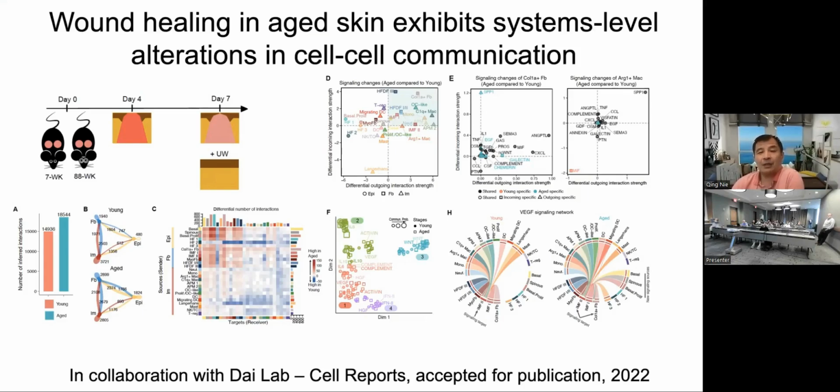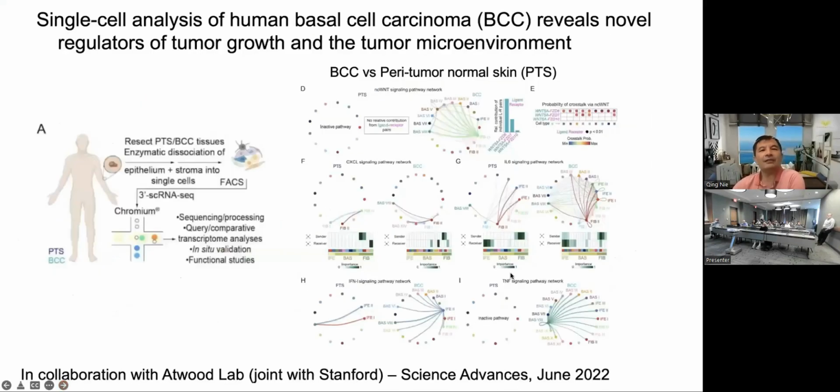So basically, they're working very hard to communicate, but we do know the outcome: the wound for the old mouse is not as good as the young ones. Then we're also looking at basal cell carcinoma, and we can do a comparison between the one with the cancer and without the cancer. Look at the signalings, in particular the immune-related signalings. Look at the huge differences, right?